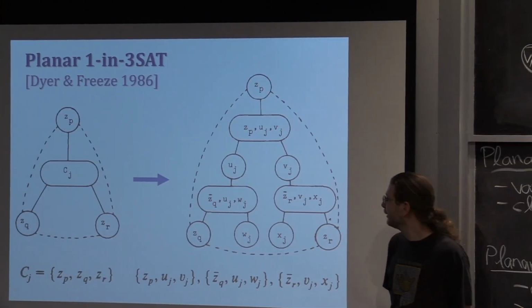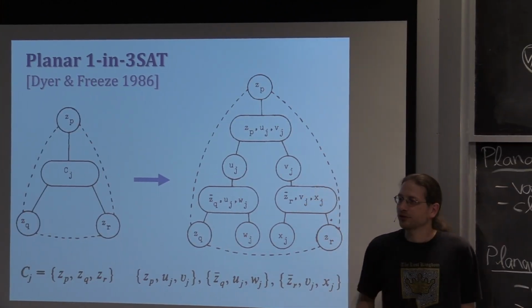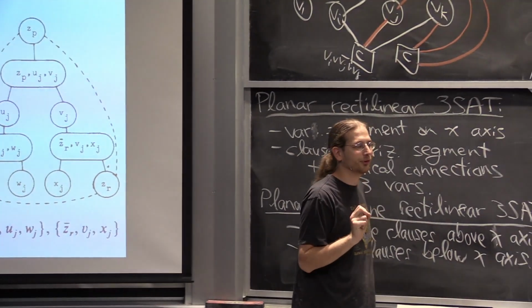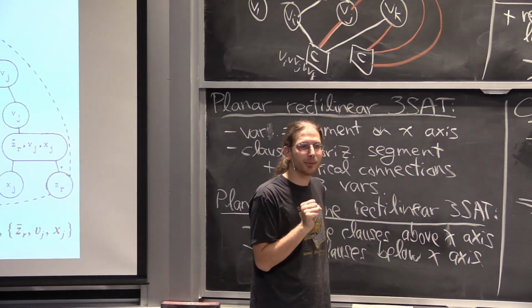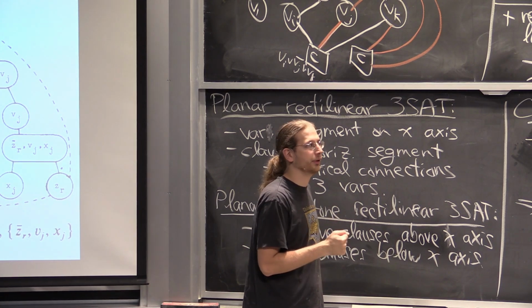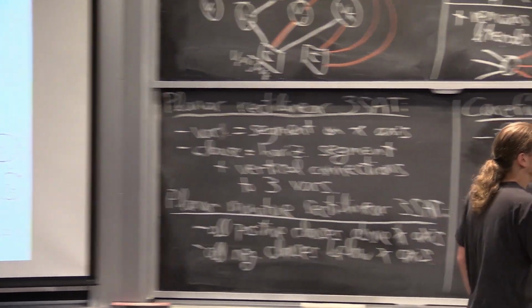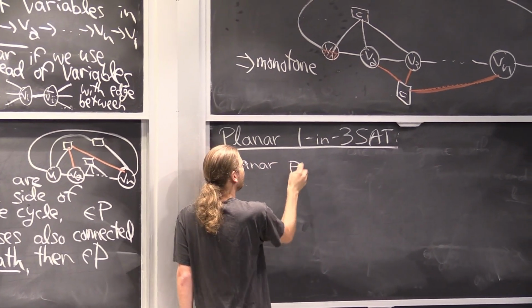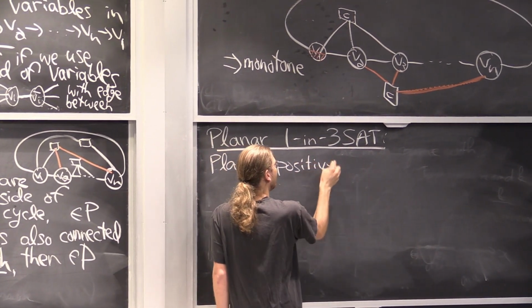Now this proof has negations, and you may recall that monotone, I'm going to switch to saying positive 1-in-3-SAT, where you have no negations, is also hard. So we can also define planar positive 1-in-3-SAT.